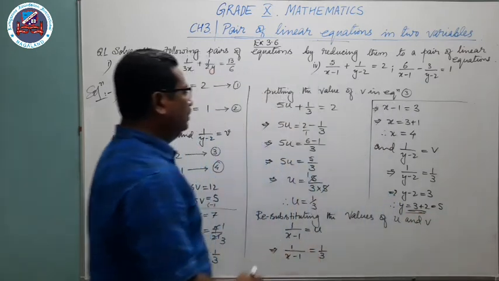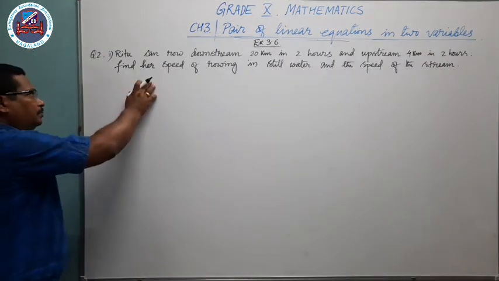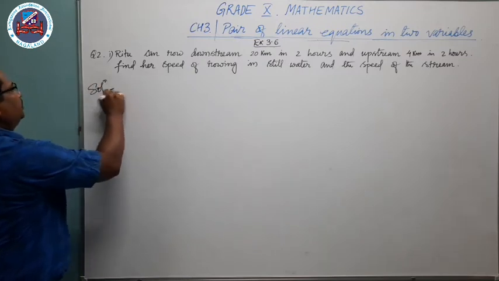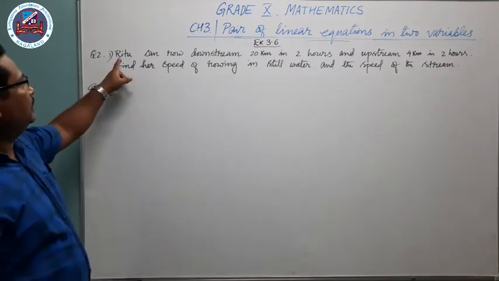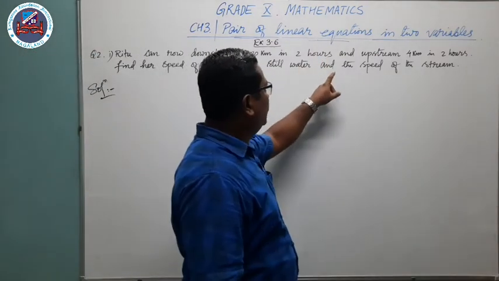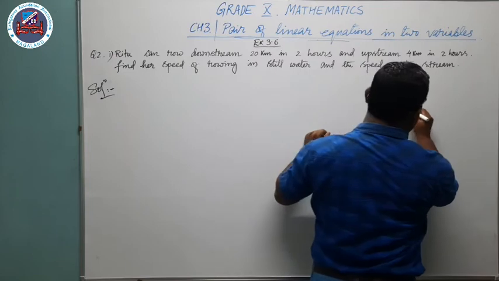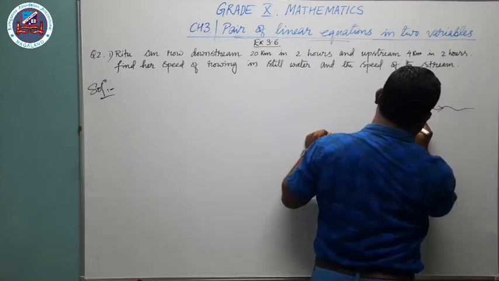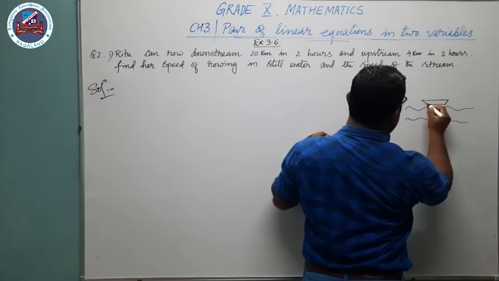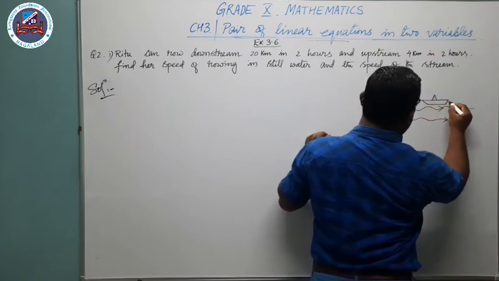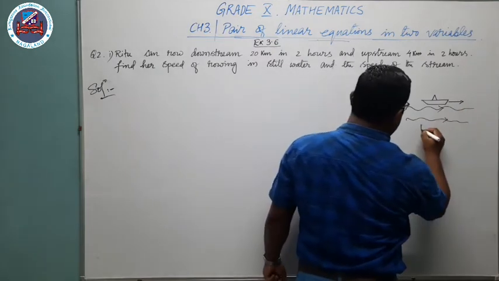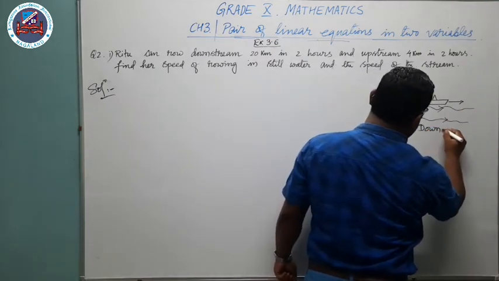Like this you can solve it. Here is one word problem on the board, about upstream and downstream. Ritu can row downstream 20 km in 2 hours, and upstream, what is downstream? If the water is flowing this way, and you are in the boat, if you go in the same direction as the direction of water flow, that is called downstream.